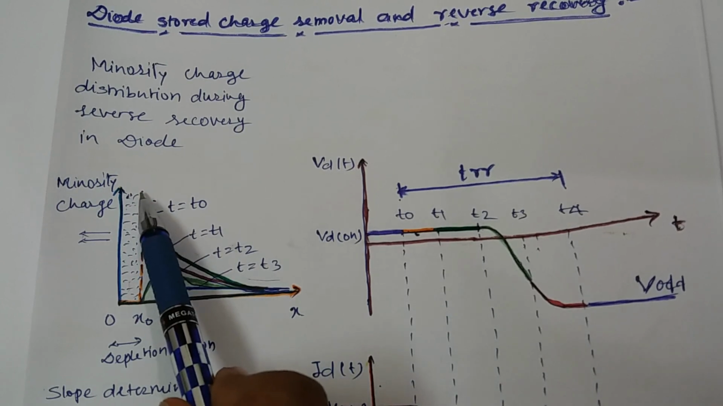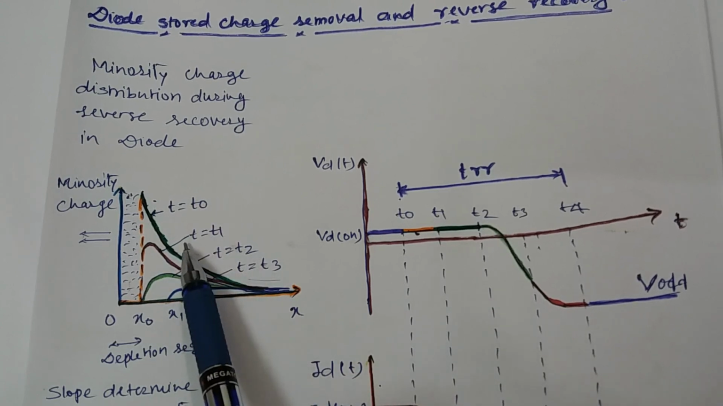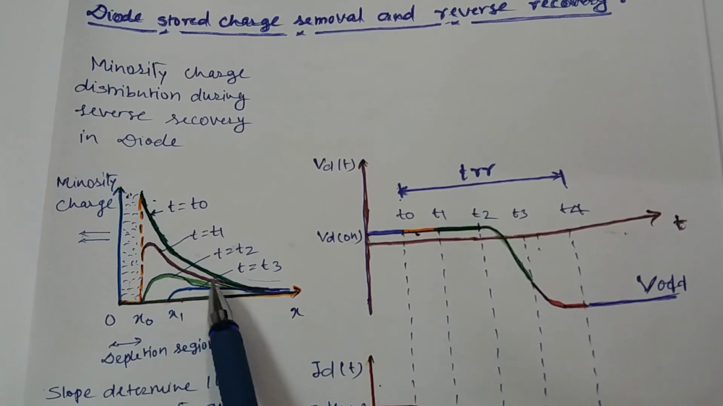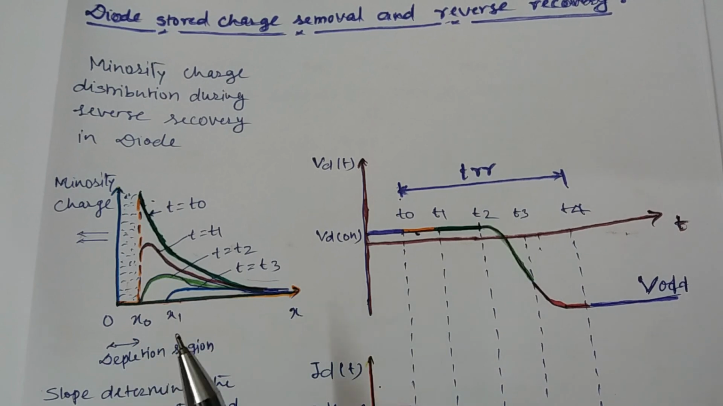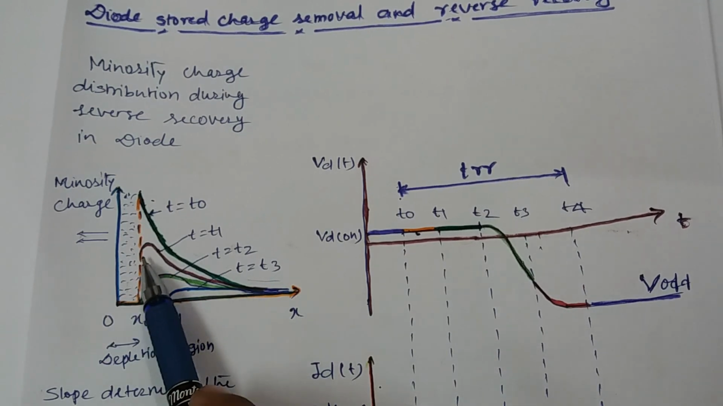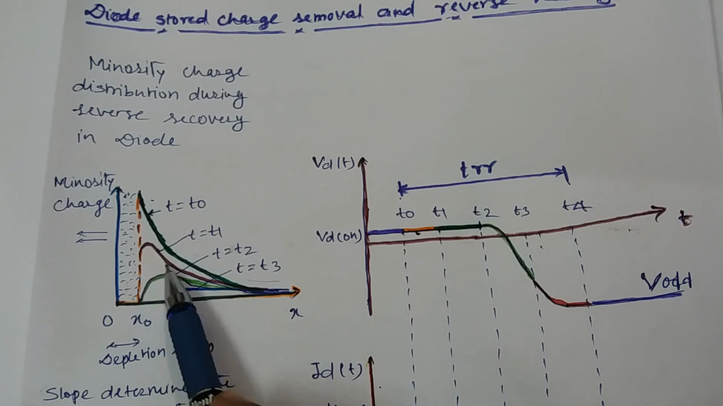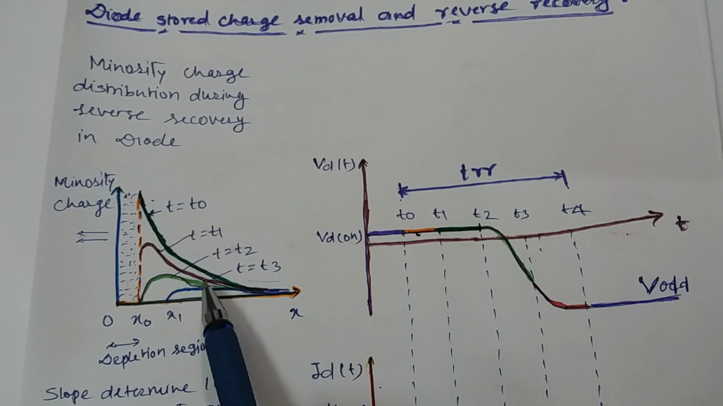The minority charge carriers are stored in the junction capacitance at t equals t0, and during the period t equals t0 to t1, you start pulling out some charges from the junction capacitance over the p and n regions. So now you have less charge stored in the junction capacitance.